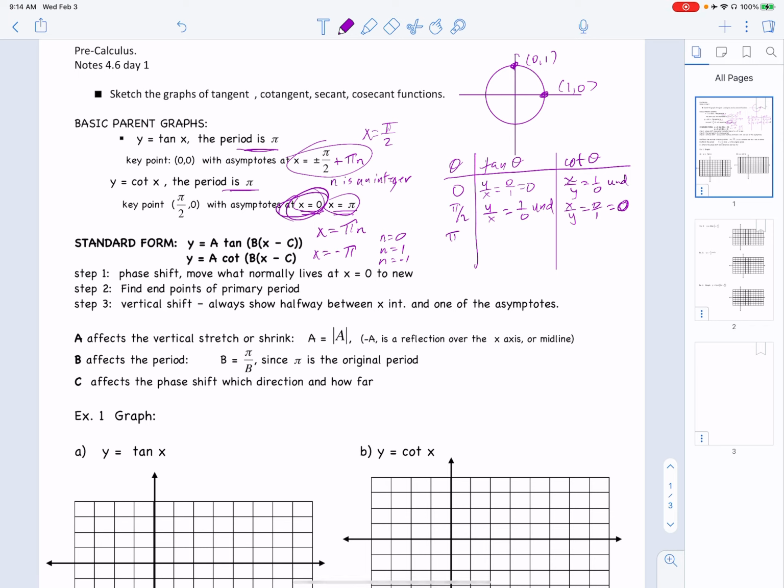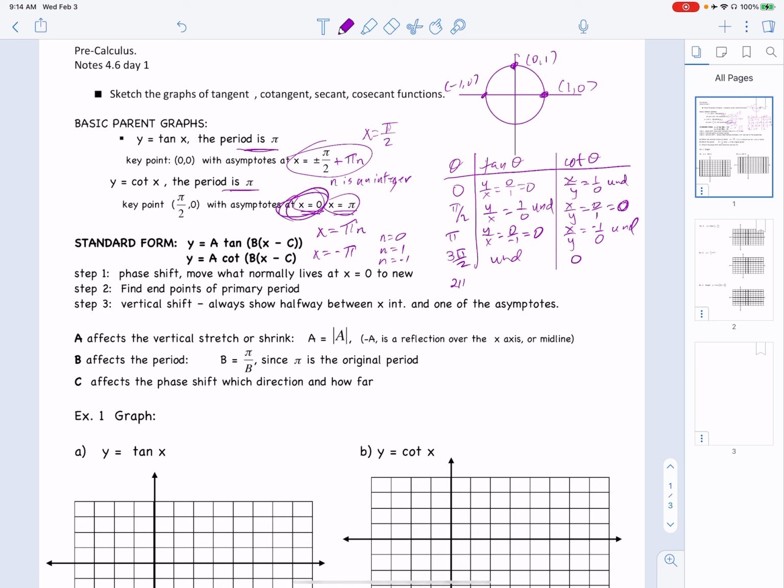If we keep going at pi, we have negative 1, 0. So tangent is going to be 0 over negative 1, which is 0. But cotangent, being x over y, is going to be negative 1 over 0. You can't divide by 0, it's undefined. If you keep on going and think about 3 pi halves, you're going to get tangent to be undefined. Notice that's pi units away from pi halves. If I add pi to pi halves, I have 3 pi halves. There's a place where we have a vertical asymptote. And cotangent is going to be 0 again.